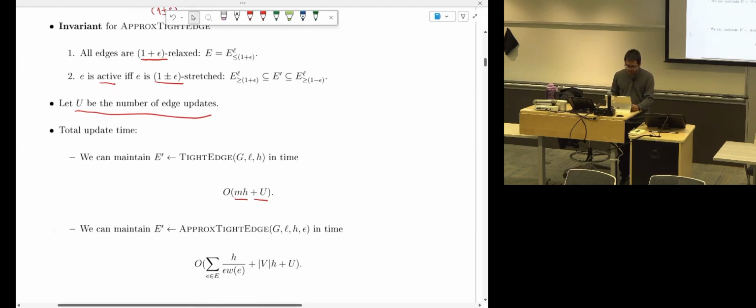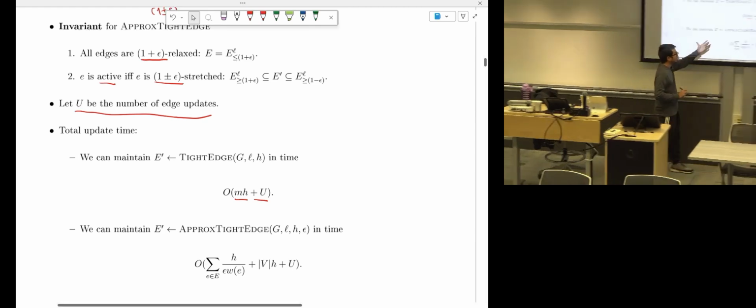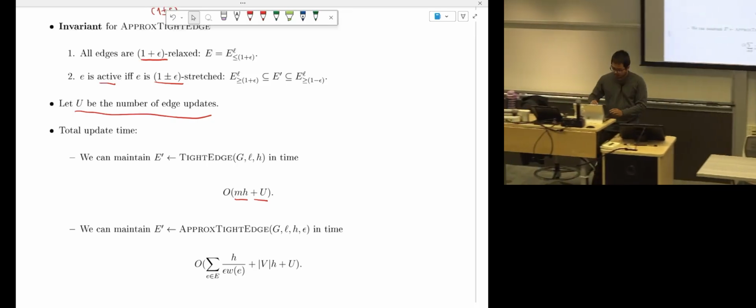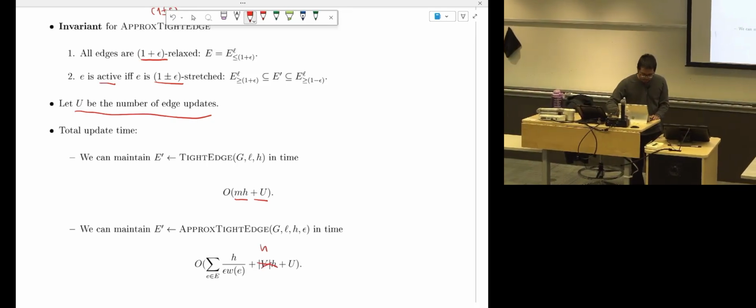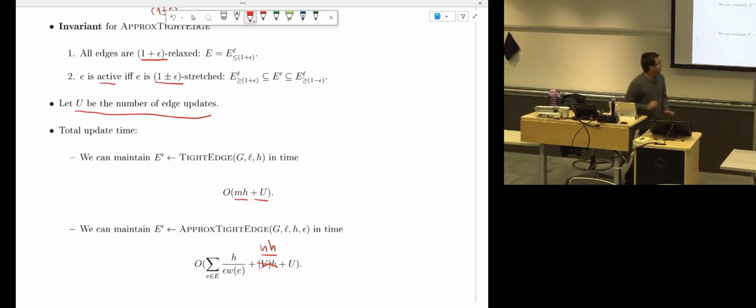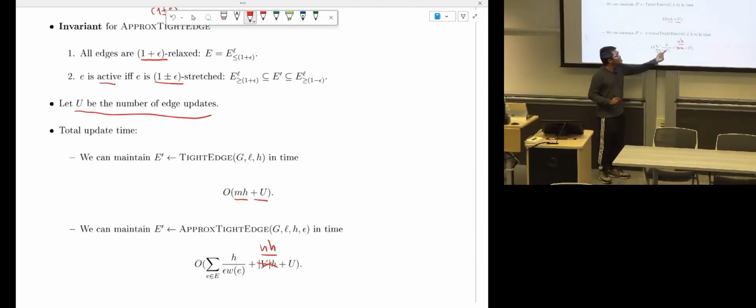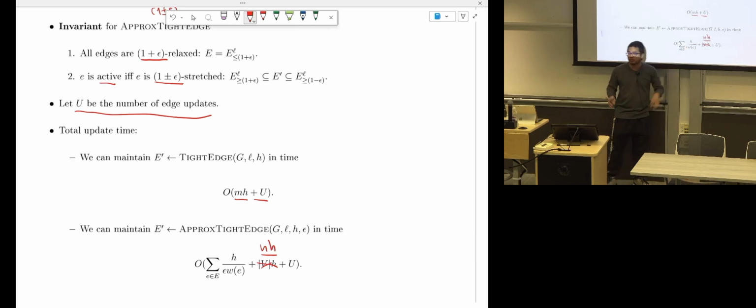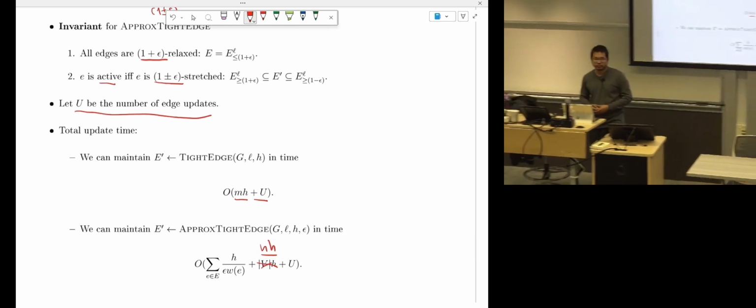And for the approximately tight one, the running time is more relaxed. So this is like nh here. Maybe I'll just write nh, which is better than mh. Instead of mh, we pay h per edge. We pay less per edge, because if the weight is big, then you pay less than h per edge. So that's better.